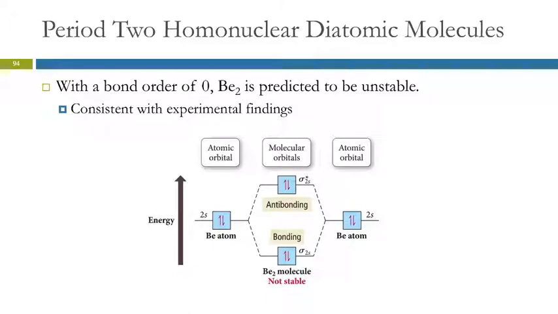Next over, beryllium. So looking at a diatomic molecule of beryllium, Be2. Again, the overall diagram is the same. What's different is the number of electrons. So now we've got 2 electrons in each atom, total of 4. When we put those in, we've got 2 in the bonding orbitals and 2 in the antibonding orbitals. And this gives us a bond order of 0. This is predicted to be unstable, and that's true, consistent with experiments. Any questions?